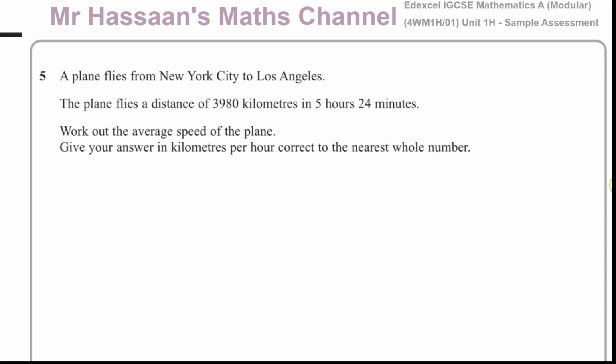So I'm going to go through question number 5 now, which tells us about a plane flying from New York to Los Angeles. The plane flies a distance of 3,980 kilometers in 5 hours and 24 minutes. Work out the average speed of the plane. Give your answer in kilometers per hour, correct to the nearest whole number.